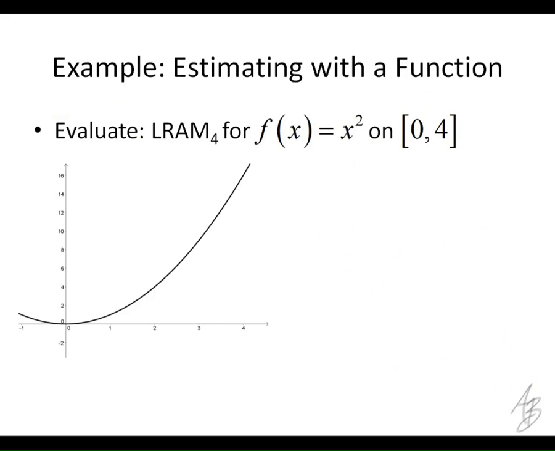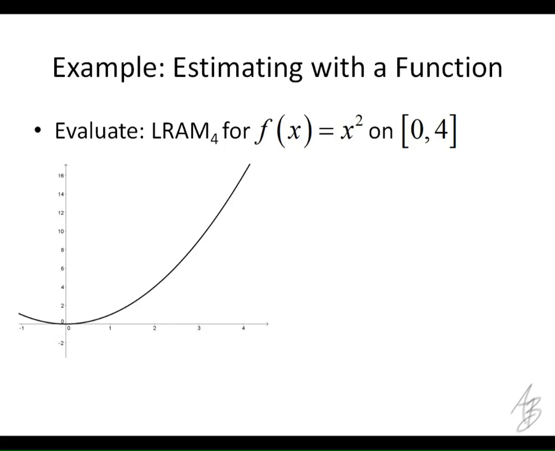Good question. Okay, let's do an example, and I want to do this one together. I want you guys to kind of work through it with me. We're going to do the left endpoints, and then I'm going to have you do the right endpoints and the midpoints on your own. Okay? So we have this function. f of x is x squared. We're looking at the interval from 0 to 4.